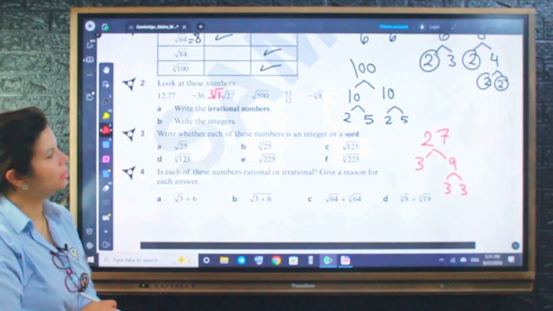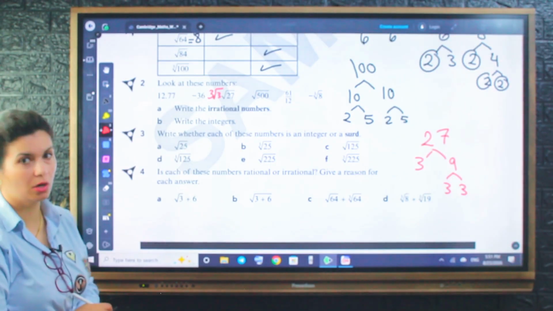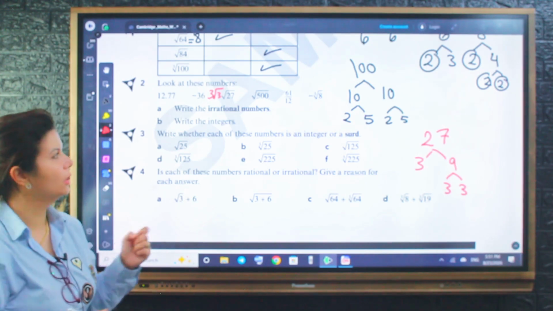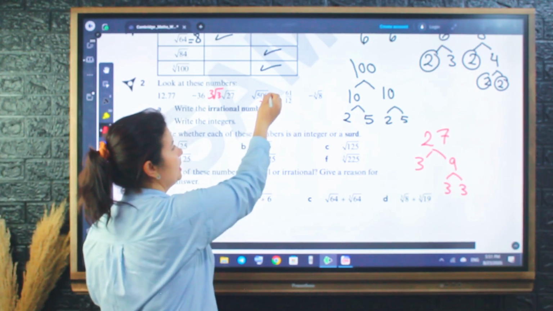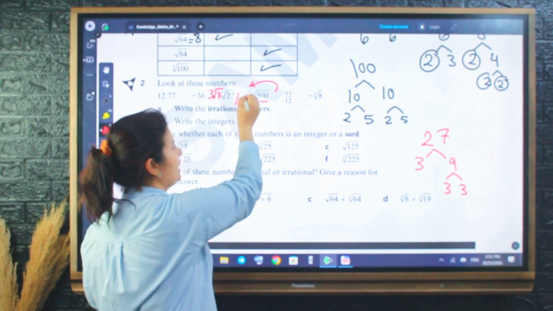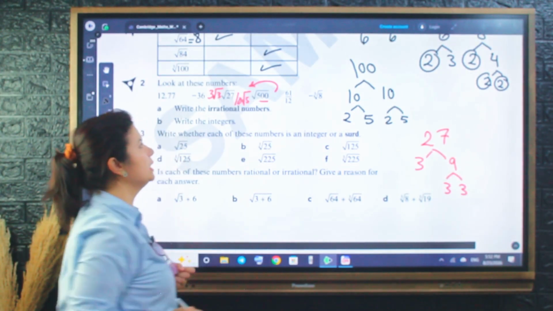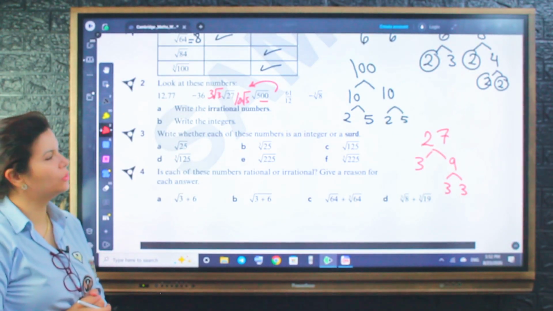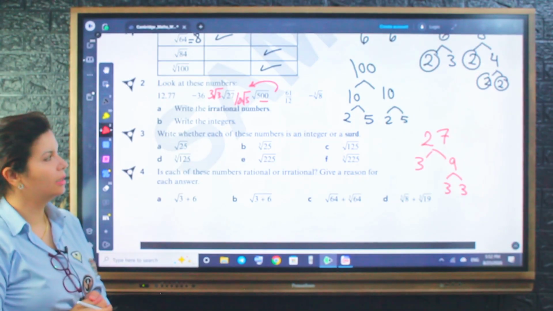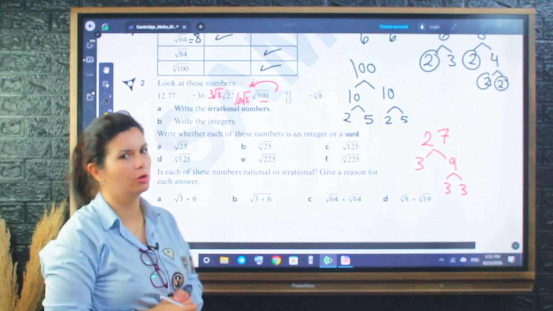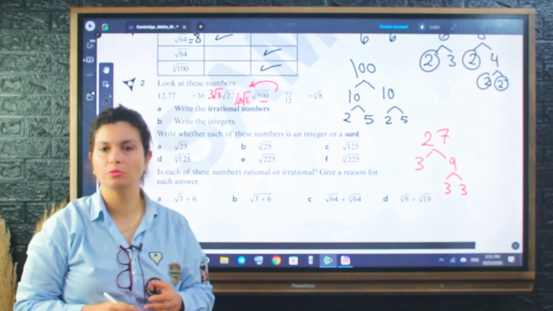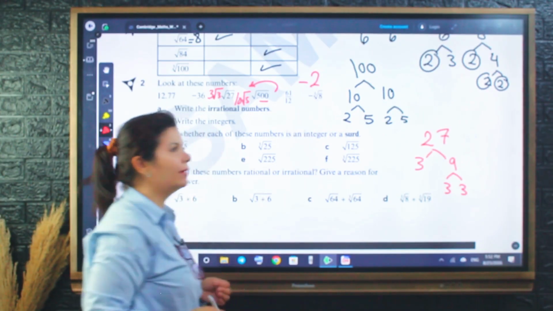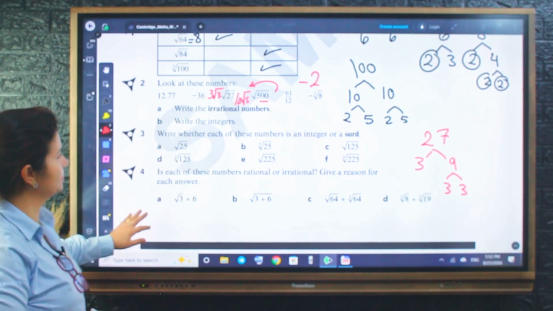Okay. The square root of 500. Can we take the 500 out of the root? The 100 here can be taken out of the root to be 10 root 5. So it's an irrational number. 61 over 12, it's a rational number already. And negative cubic root of 8. 8 is 2 times 2 times 2, so it can be negative 2. It's a rational number. Okay, guys.